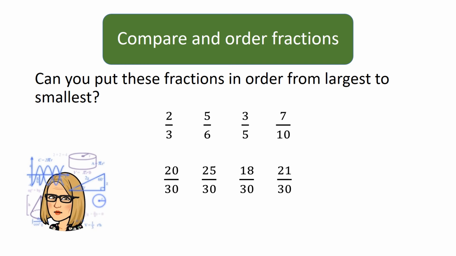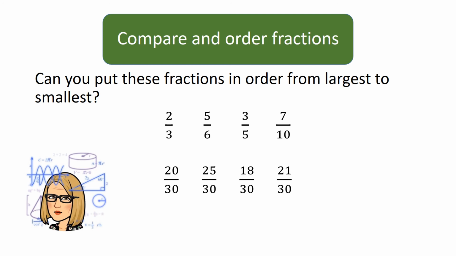So if I want to turn 2 over 3 into something over 30, if I've multiplied my denominator by 10 to turn it into 30, then I've also got to multiply my numerator by 10, and this fraction becomes 20 over 30. Let's look at 5 over 6. Now I need to multiply 6 by 5 to turn it into 30, which means I've also got to multiply 5 by 5, and that becomes 25 over 30.